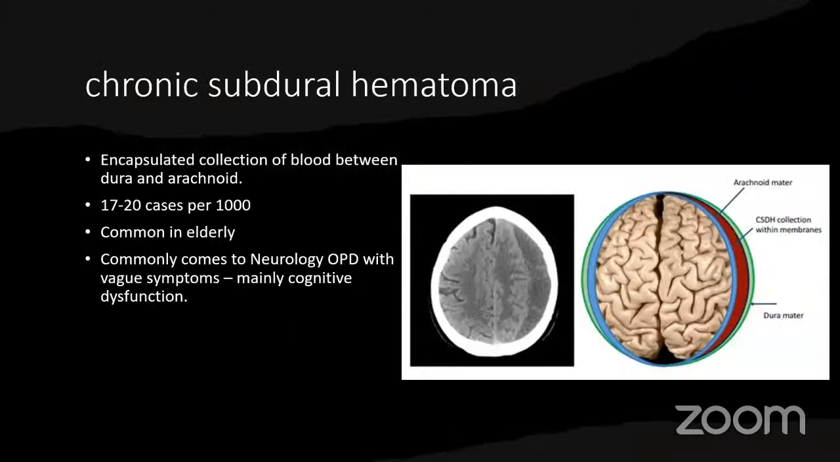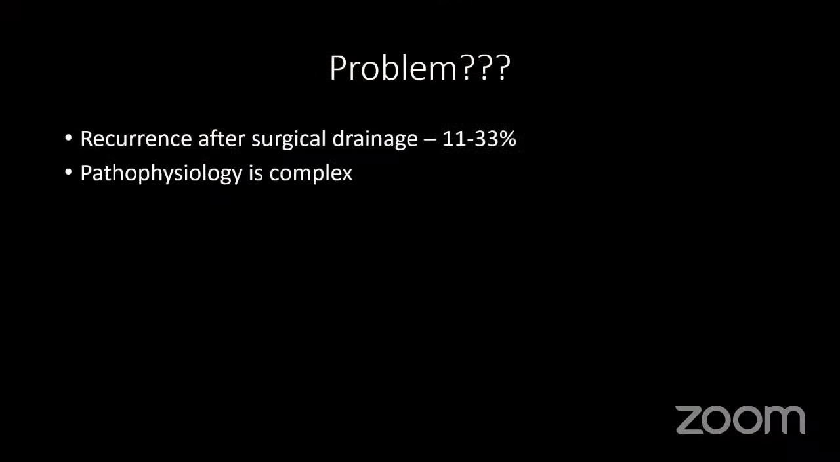So basically, we will be dealing with the management of chronic subdural hematoma. It is basically an encapsulated collection of blood between the dura and the arachnoid, and the incidence is around 17 to 20 cases per 1,000. And we all know that it is common among the elderly people, and they will come to general medicine OPD, neurology OPD, neurosurgeons OPD with vague symptoms, with focal deficit or vague cognitive symptoms.